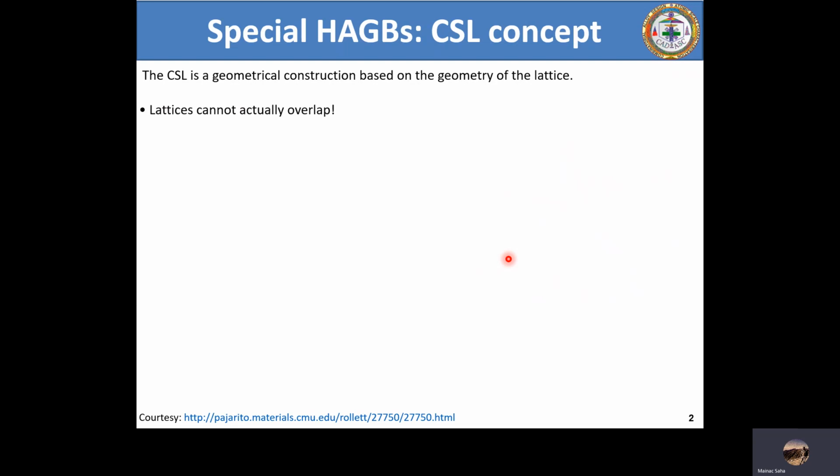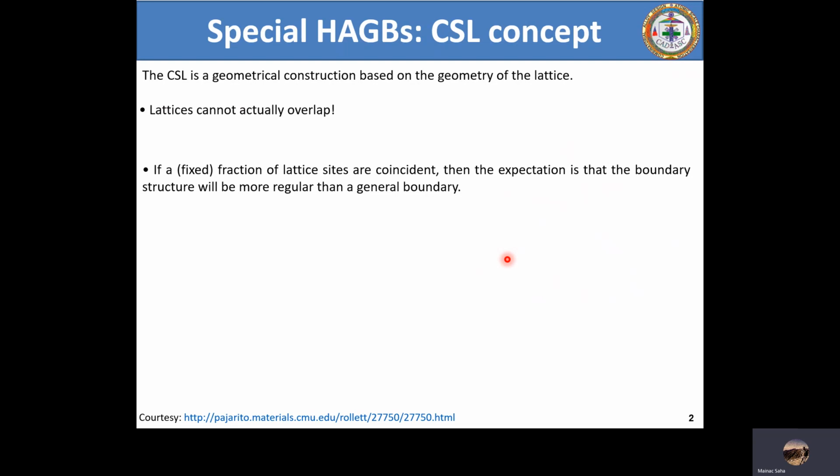Of course, that also has to be taken care of, and that basically arises because of the special high angle boundaries, which even today are modeled very commonly using the CSL concept. So it's around a 70-year-old concept exactly. Here, what we can say is that if there is a fixed fraction of lattice sites which are coincident, then the expectation is that the boundary structure will be more regular than a general boundary.